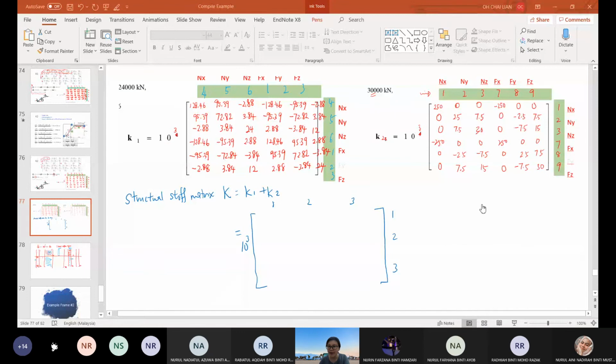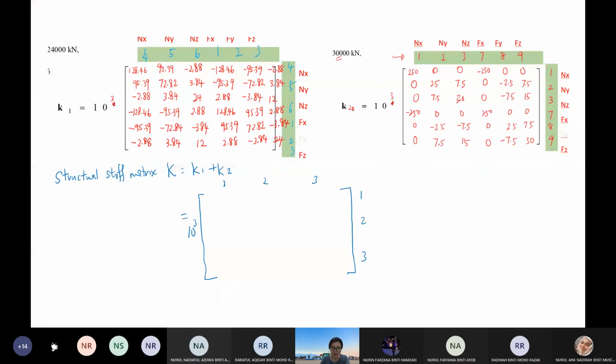Now can I have Shamimi and also Azhani to help? Are you here? Shamimi and Azhani? Yes, madam. Okay, come. Do you know how to do that? Yes. Okay, come. So how to get the K11 here?